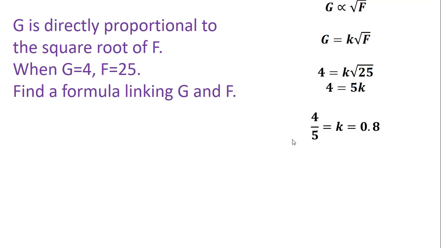Divide both sides by 5 to solve for k, and you can either work with the fraction 4/5, or if you prefer, you can use the decimal. Both are correct and will get you full marks. So that means we get the formula either g equals 0.8 root f or g equals 4 root f over 5.